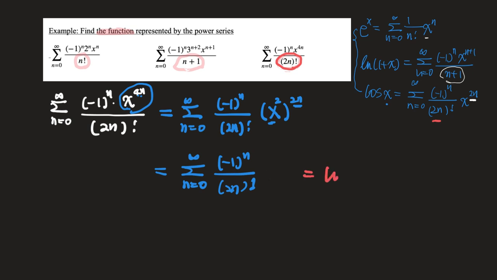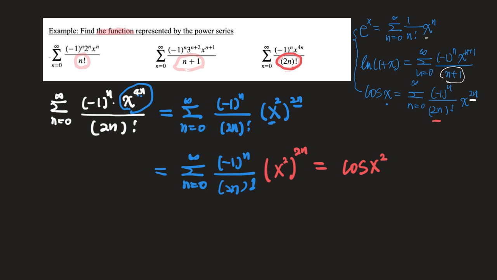Cosine, I'm sorry, not this way, guys. Here is x squared to the 2n. So it's going to be cosine. That's going to be cosine x squared. So now we find the Maclaurin series for cosine x squared.